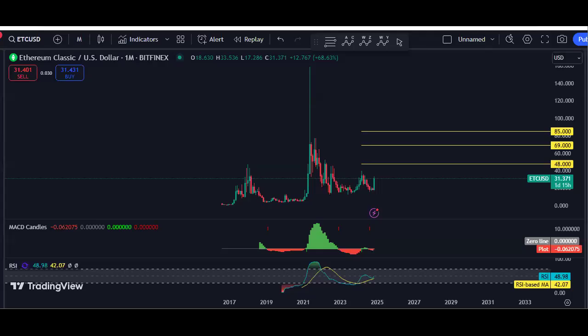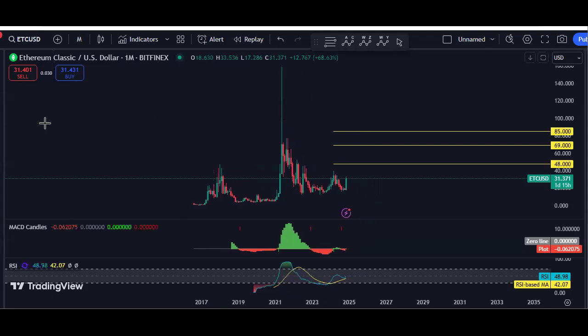ATC, we start with the monthly chart. You want to see what we have been looking for. And if you refer to our analysis, we mentioned we're looking at this one as a correction. The targets based on monthly we're looking at are 48, 69, followed by 85. Then we can look for the all-time high.